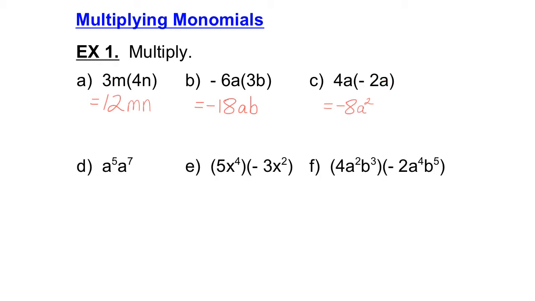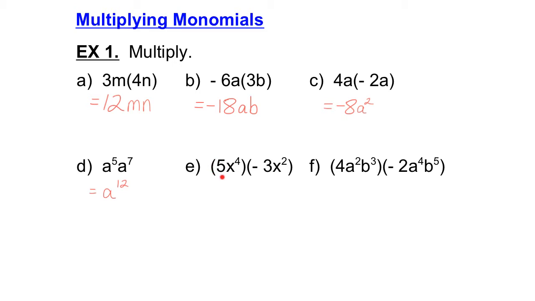Let's do some more examples. Here I'm multiplying two monomials, a to the 5 times a to the 7. Remember our exponent laws. We're multiplying powers with the same base. So we're going to add the exponents. We end up with a to the exponent 12.